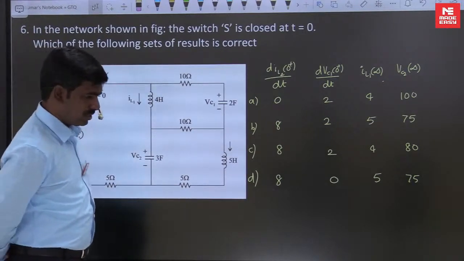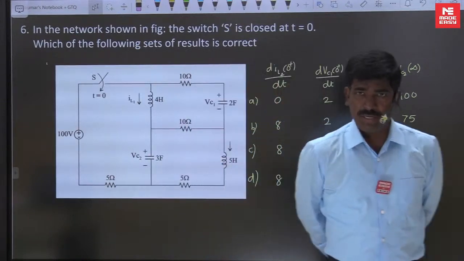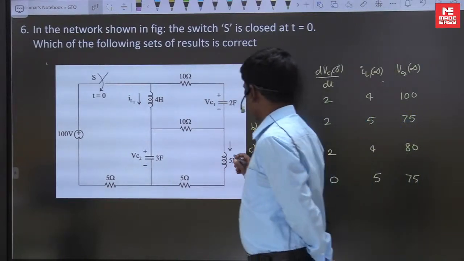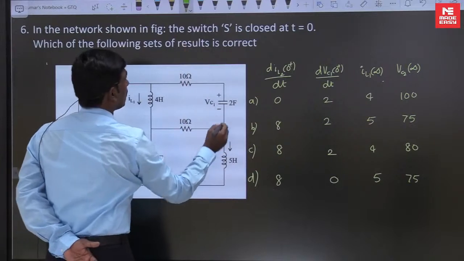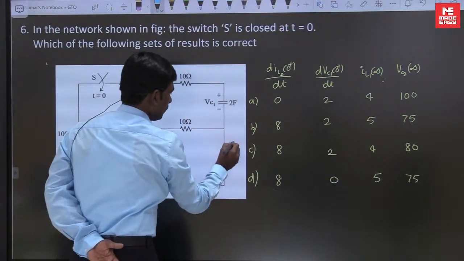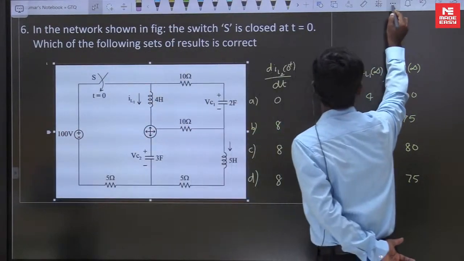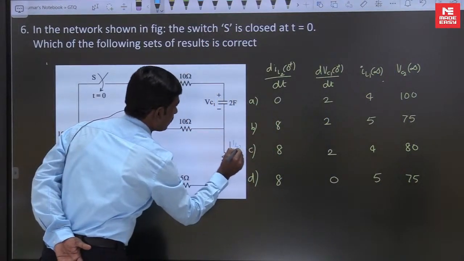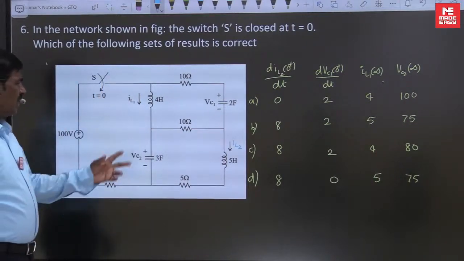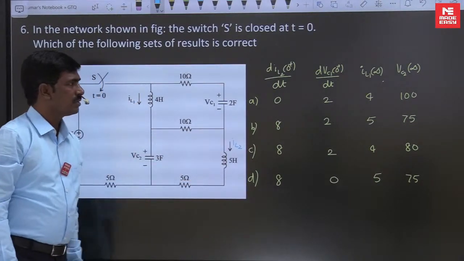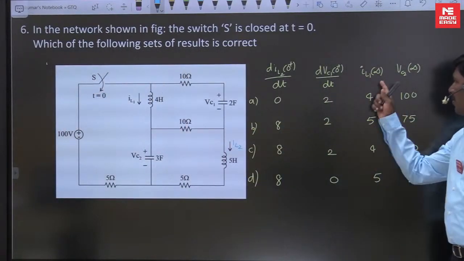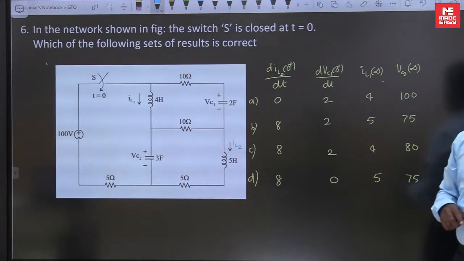This is based on transient and steady state response. This is a problem based on initial and final conditions. We need dIL2 by dt at 0 plus. IL1 is already given, so this is IL2. Here we need dIL2 of 0 plus by dt, dVC1 of 0 plus by dt, IL1 of infinity, and VC2 of infinity.